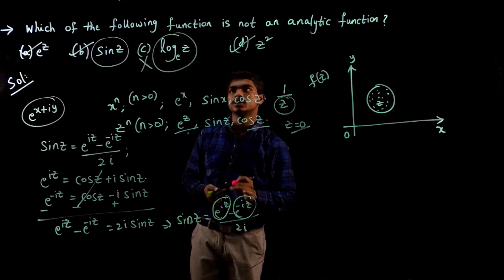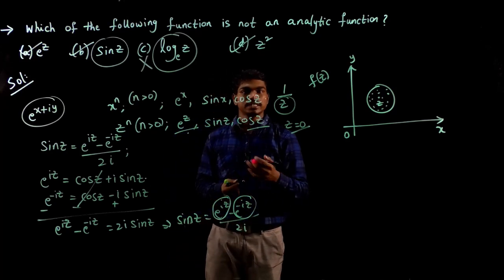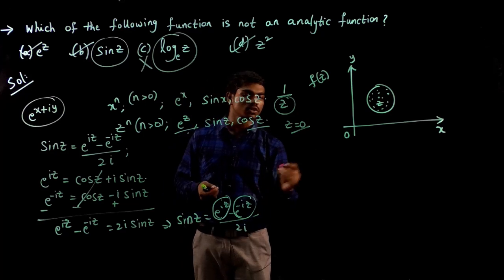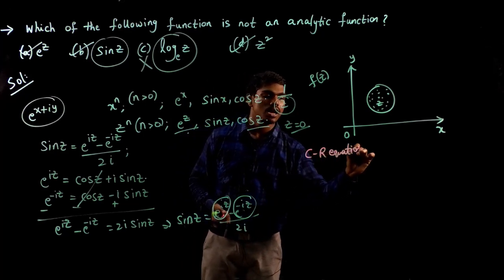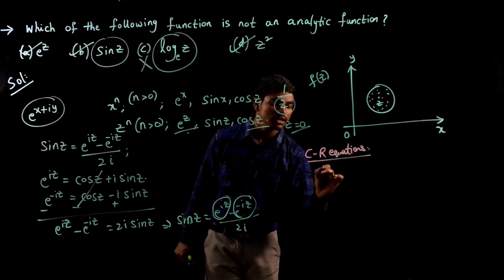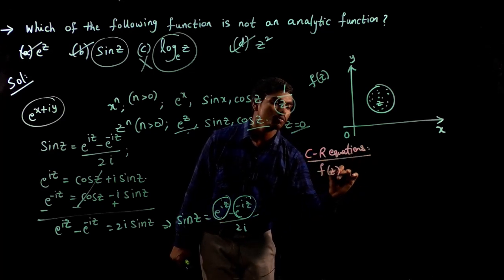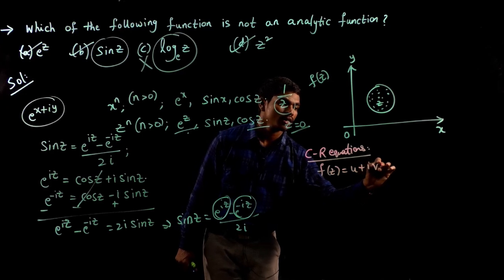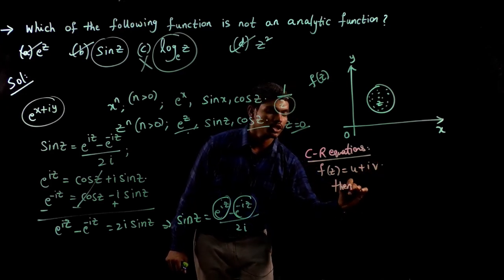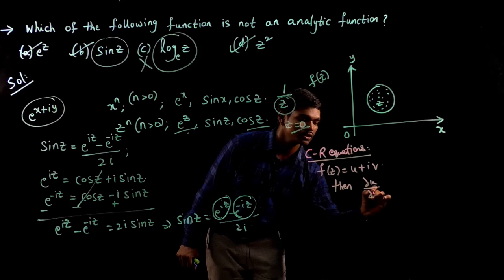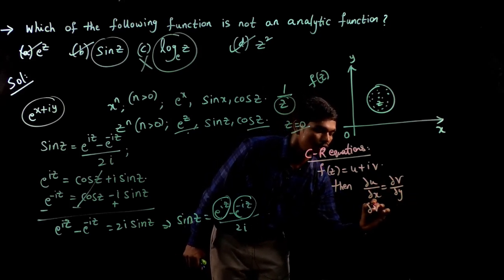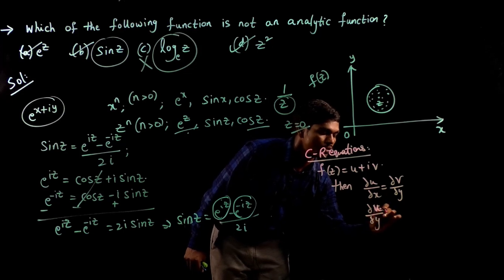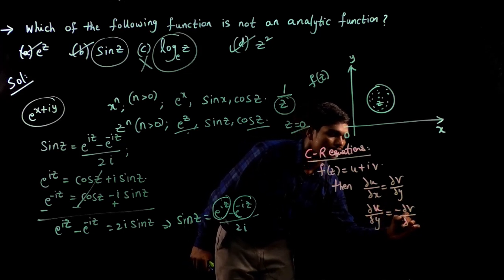One more important thing is that if a function is analytic, it should satisfy some equations called the CR equations, which are the Cauchy-Riemann equations. What does the Cauchy-Riemann equation say? If f of z is equal to u plus iv, then for the function to be analytic, dou u by dou x should be equal to dou v by dou y, and dou u by dou y is equal to minus dou v by dou x.